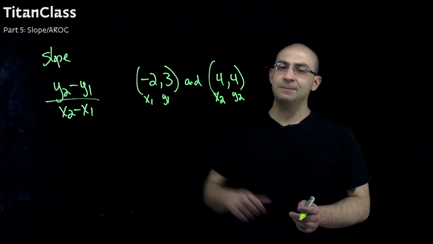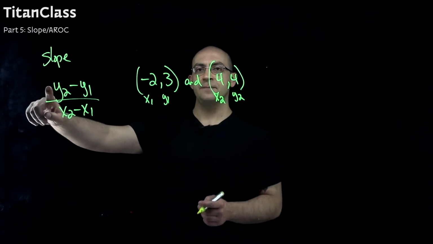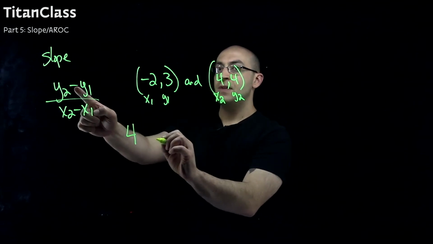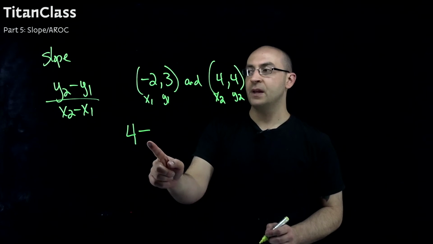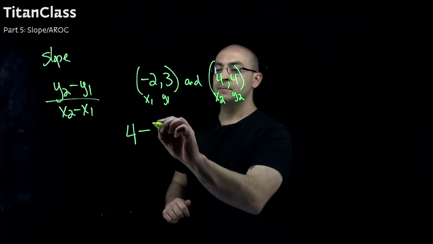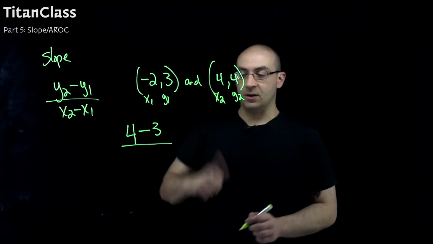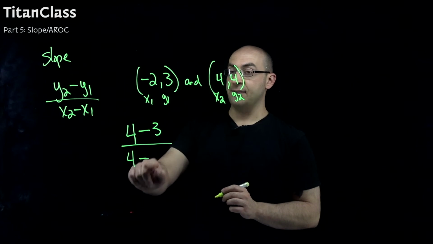Now, let's plug in our numbers and see what we get. I'm looking for the y2 value first. Well, the y2 value is this 4. Then I draw the minus sign. The minus sign is built into the formula. I can't ignore it. y1 is 3. Divided by x2, which is also 4. The minus sign is built in. I can't ignore it. I have to write it.